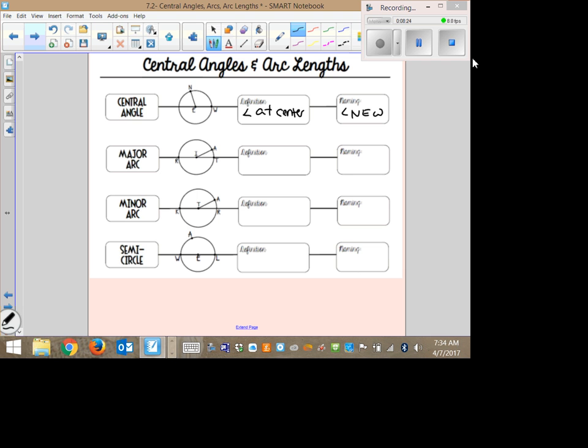The major arc would be an arc greater than 180. And so we could name that, going around this direction, ART. And don't forget the arc symbol above. And then a minor arc would be an arc less than 180 degrees. So it would be like A to R or A to T, so whichever, or A to K.